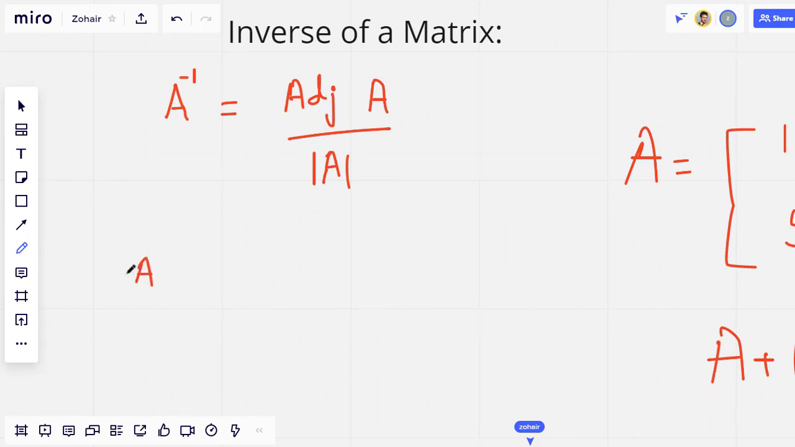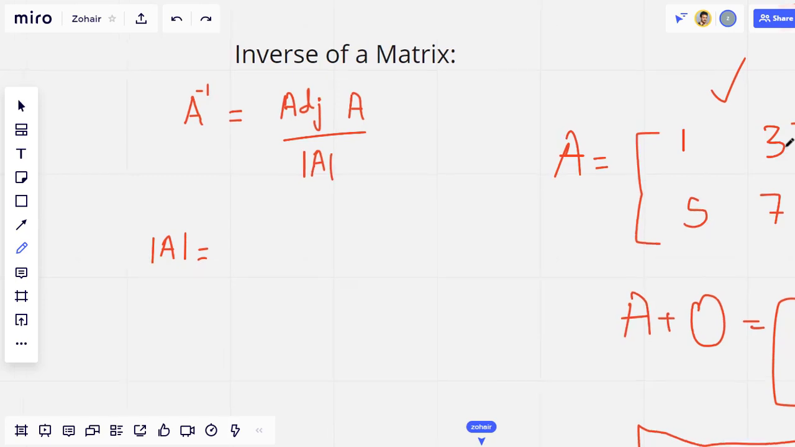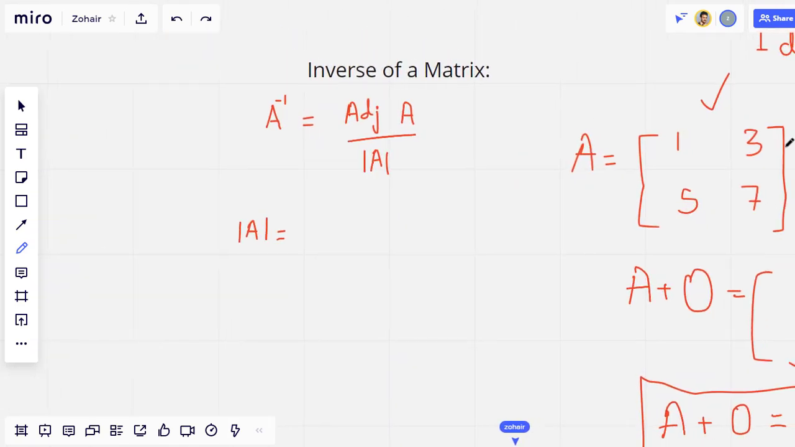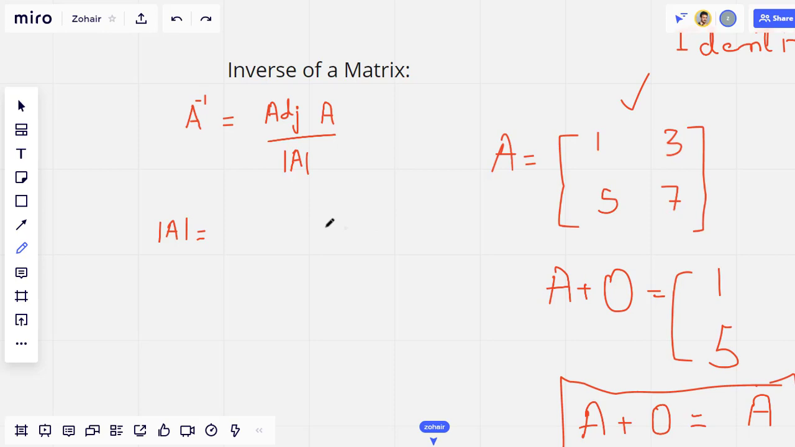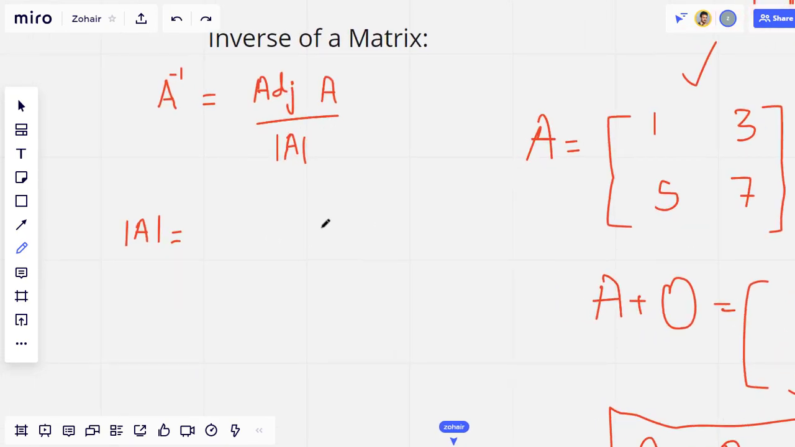To find the determinant, this is how we do it. Determinant of A equals, the matrix is here, 1 3 5 7. Now to find the determinant, we take the product of diagonals. So take the product of this diagonal, 1 times 7, which is 7, and then minus, that's part of the process, the product of the other diagonal, 5 times 3, which is 15.